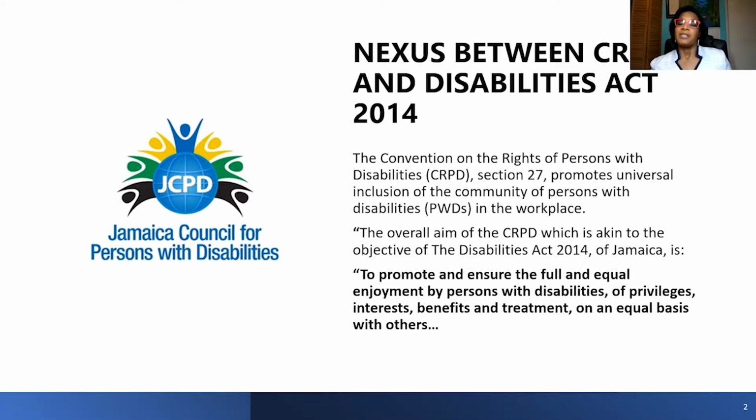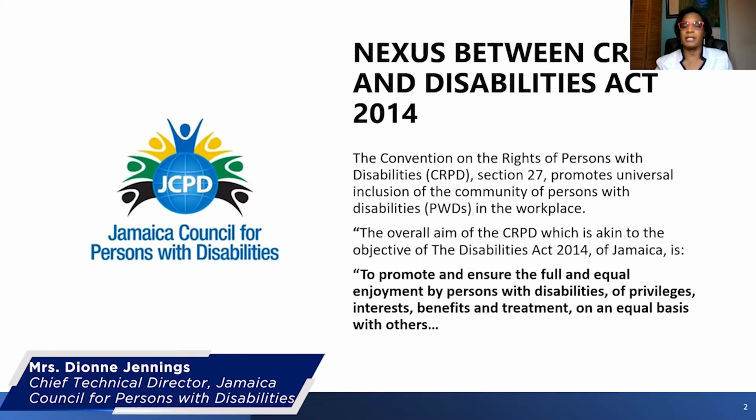So the Convention on the Rights of Persons with Disabilities, Section 27, promotes the inclusion of persons with disabilities in the workplace. And there's this nexus between the CRPD, which was mentioned earlier, that the Jamaican government has signed and ratified in 2007, and the Disabilities Act, which seeks to promote and ensure the full and equal enjoyment by persons with disabilities of privileges, interests, benefits, and treatment on an equal basis with others.